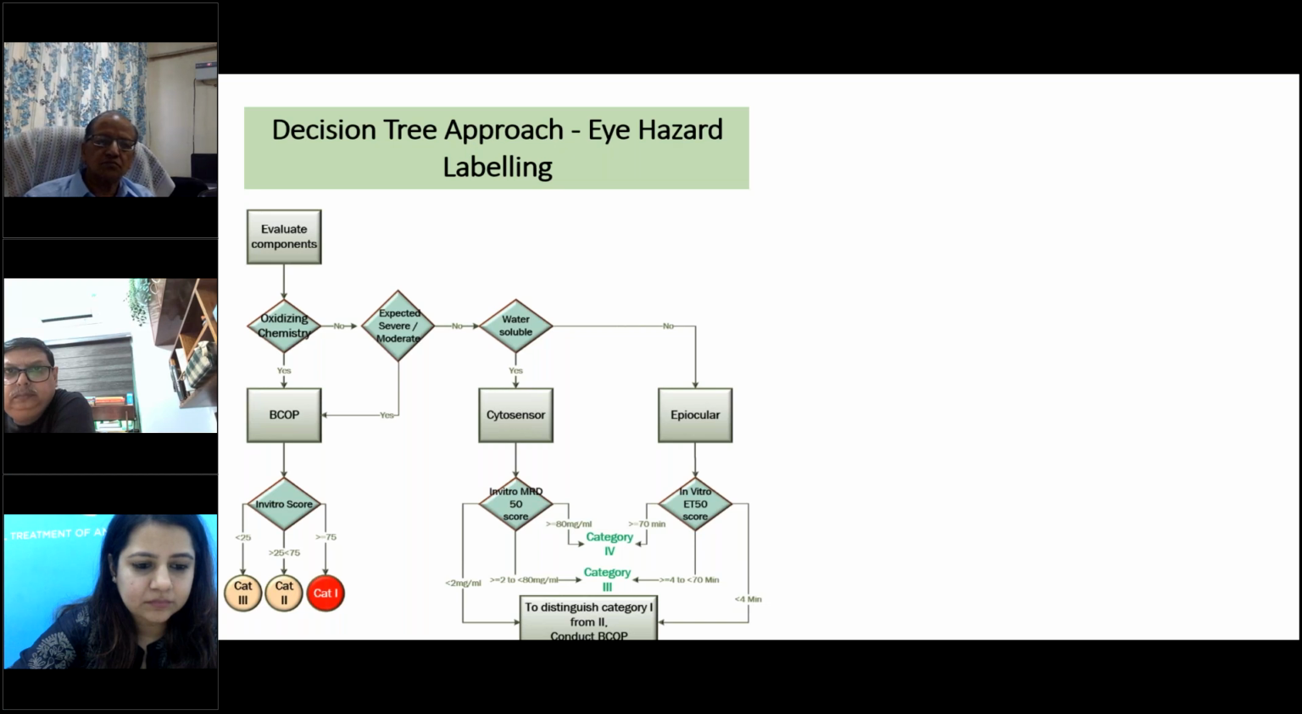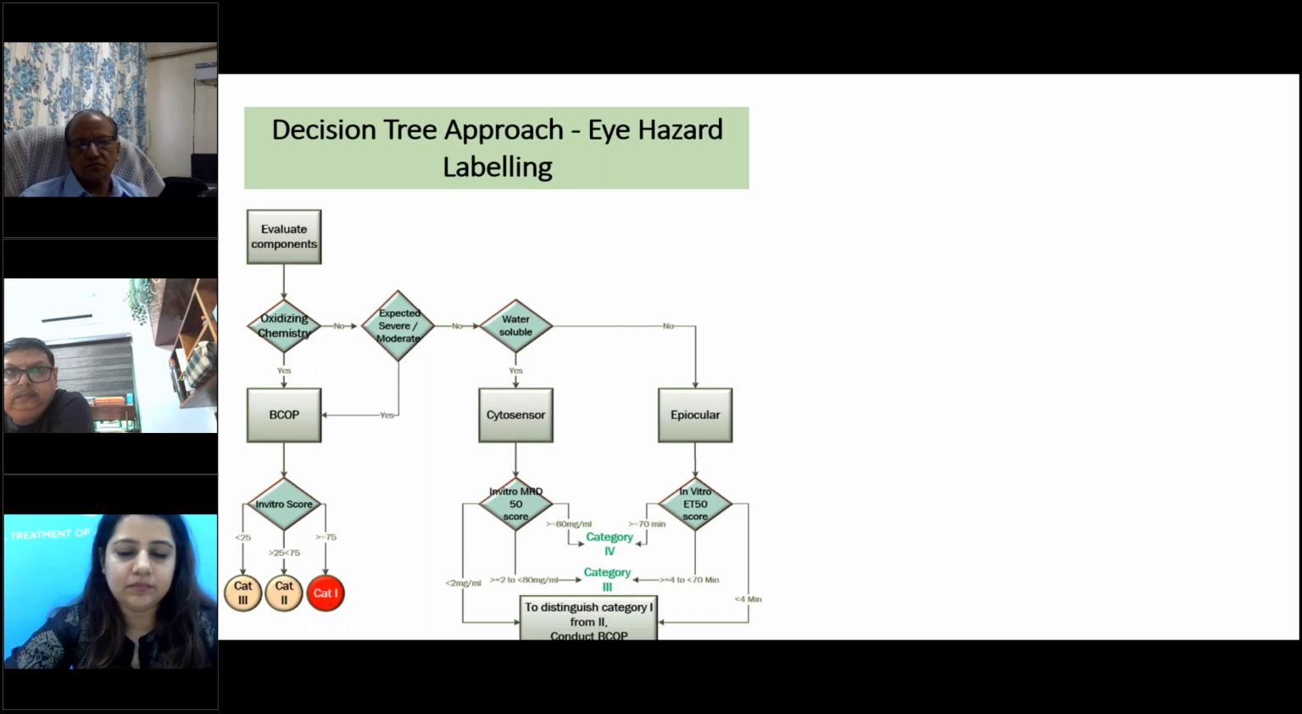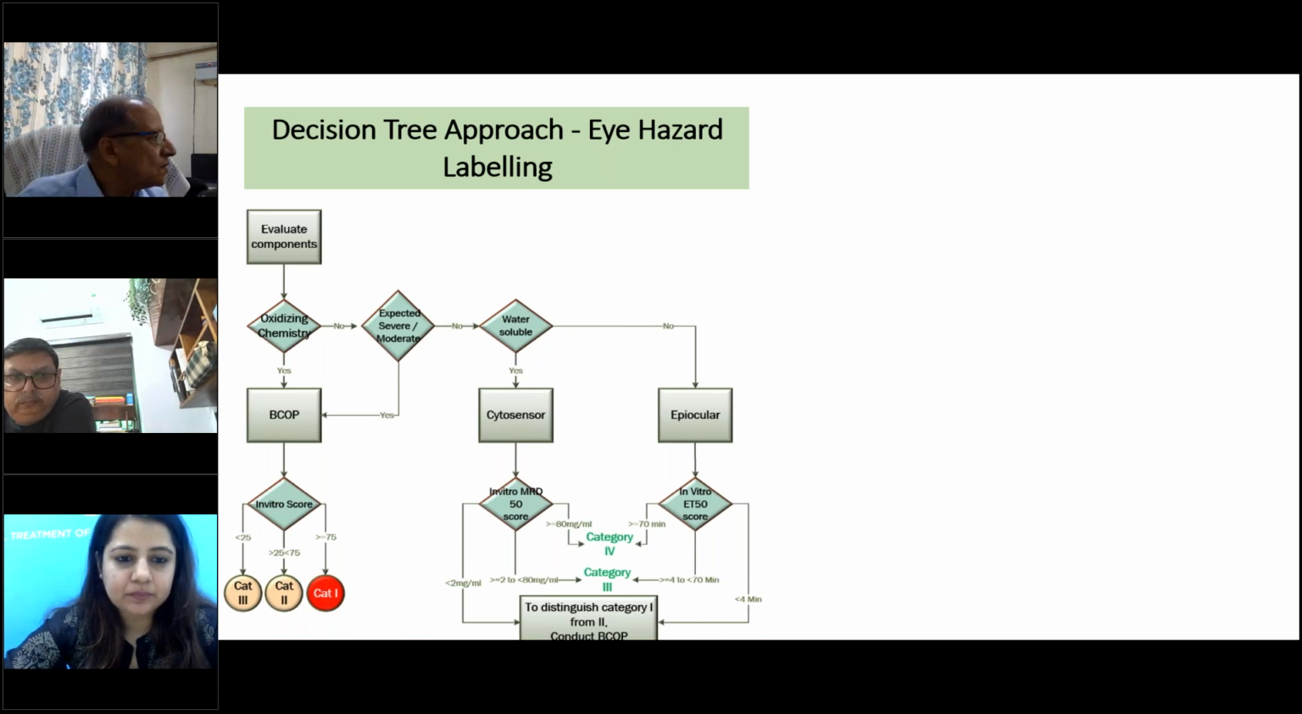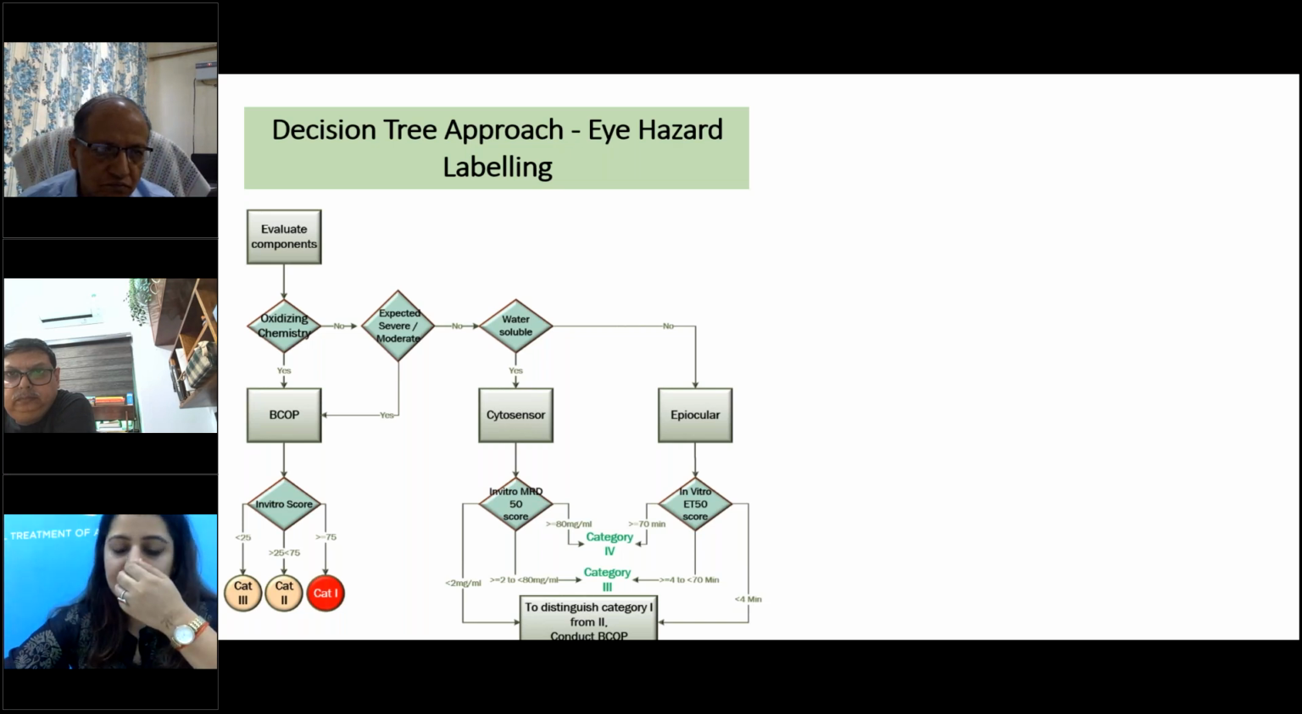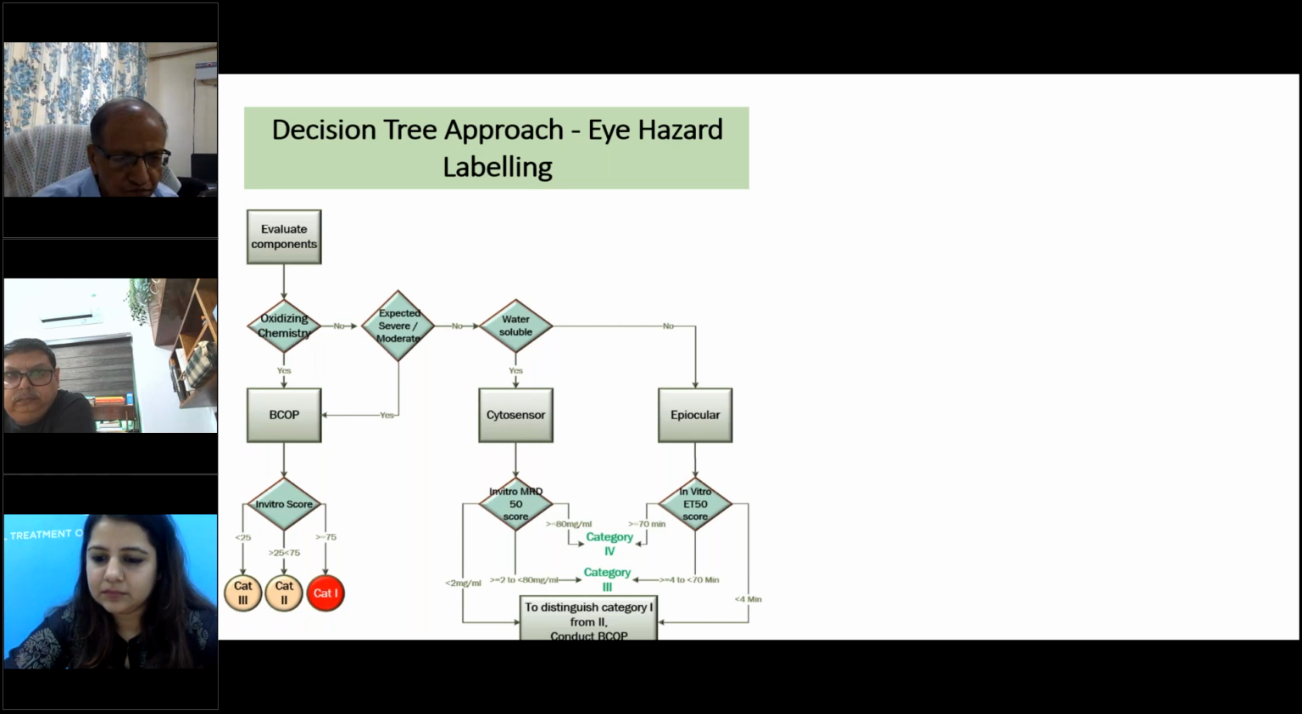If not, then the cytosensor assay is used, where the in vitro MRD score, if it is less than 2 or greater than 80 or in between, can be classified using US EPA category 4 and 3. And if it is less than 2 mg, to distinguish category 1 from 2, a BCOP additional test is used. And coming to the EpiOcular assays, the in vitro ET50 score, that is using the time to toxicity assay, is used. This categorization to category 4, 3, and category 1 and 2 is made.